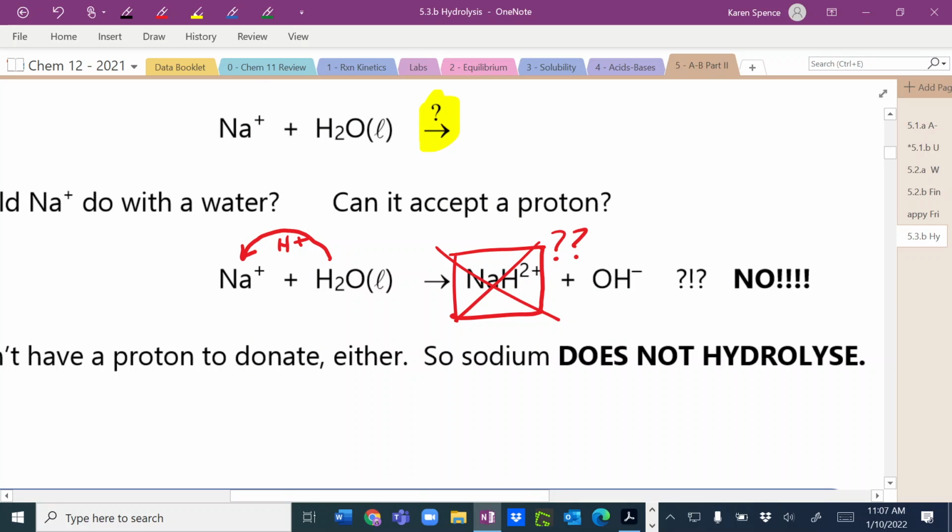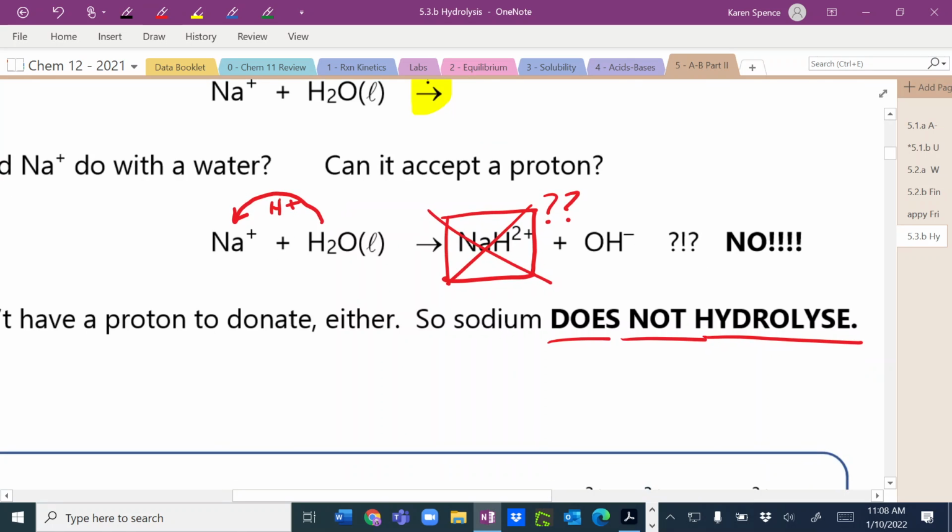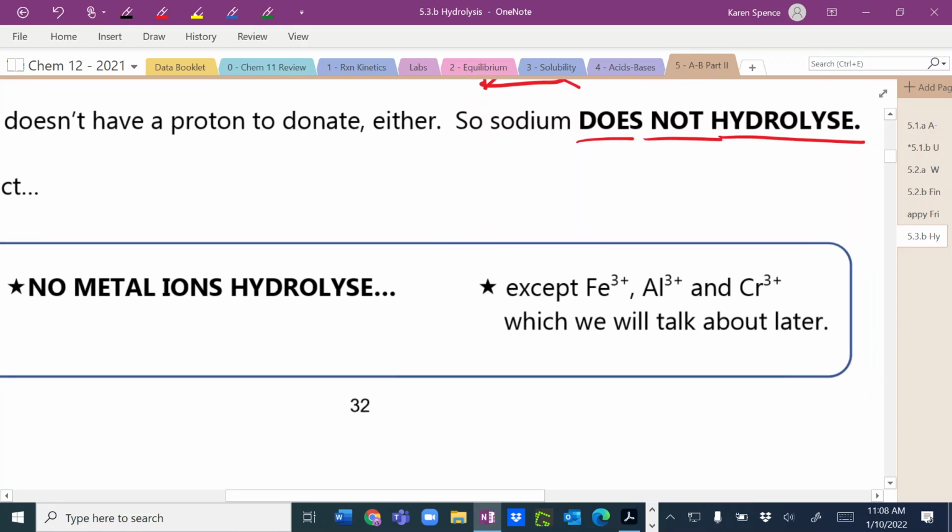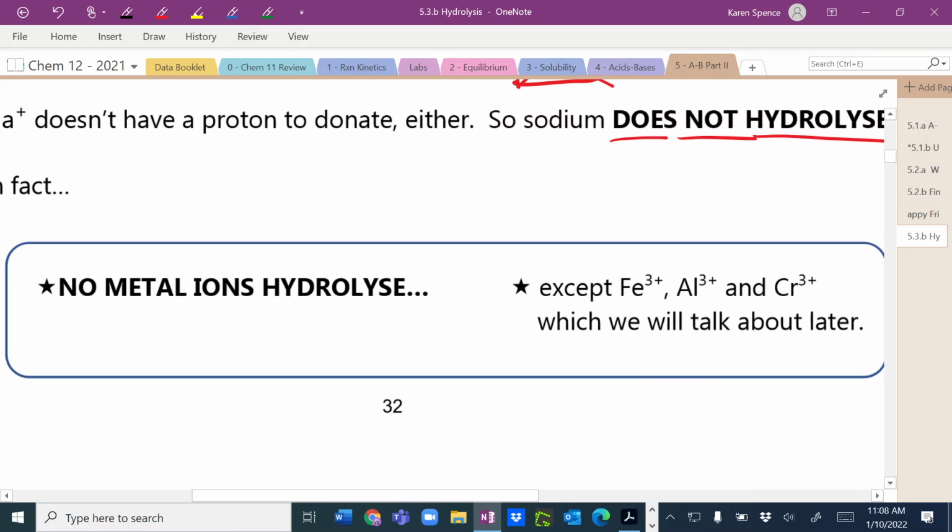Sodium doesn't have a hydrogen to donate, so it can't be an acid, and it can't accept one, so it can't be a base. It does not hydrolyze. And in fact, no metal ions hydrolyze except for three of them: iron, aluminum, and chromium, and we'll talk about those a little bit more later on.